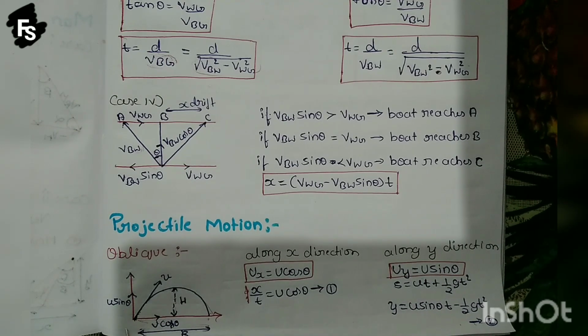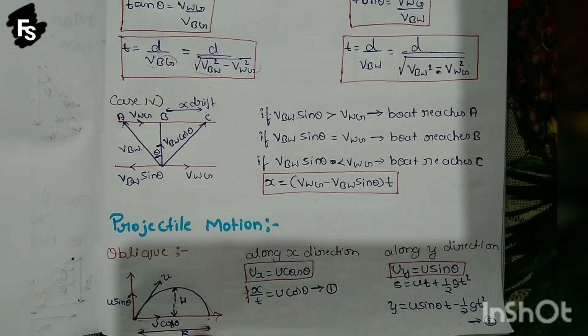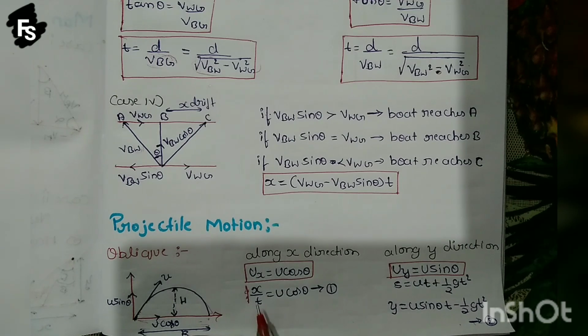This component is u sin theta, and this component is u cos theta, if this is the velocity u. Along the x direction, ux is equal to u cos theta.